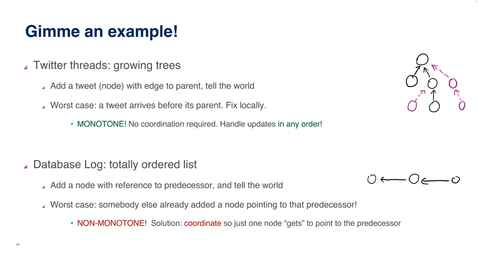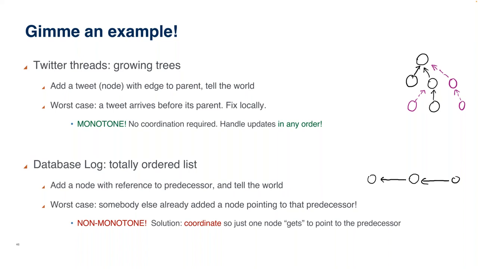Twitter and these Twitter threads is totally monotone. We're just adding nodes and edges to this tree. It's just growing and growing. No coordination is required. Updates can come in any order. We could take two trees and merge them together. Everything can just merge, monotonically growing as it comes. Here's a counterexample, a database log. This is why databases are heavyweight. They have this log of all the actions that happened in order.